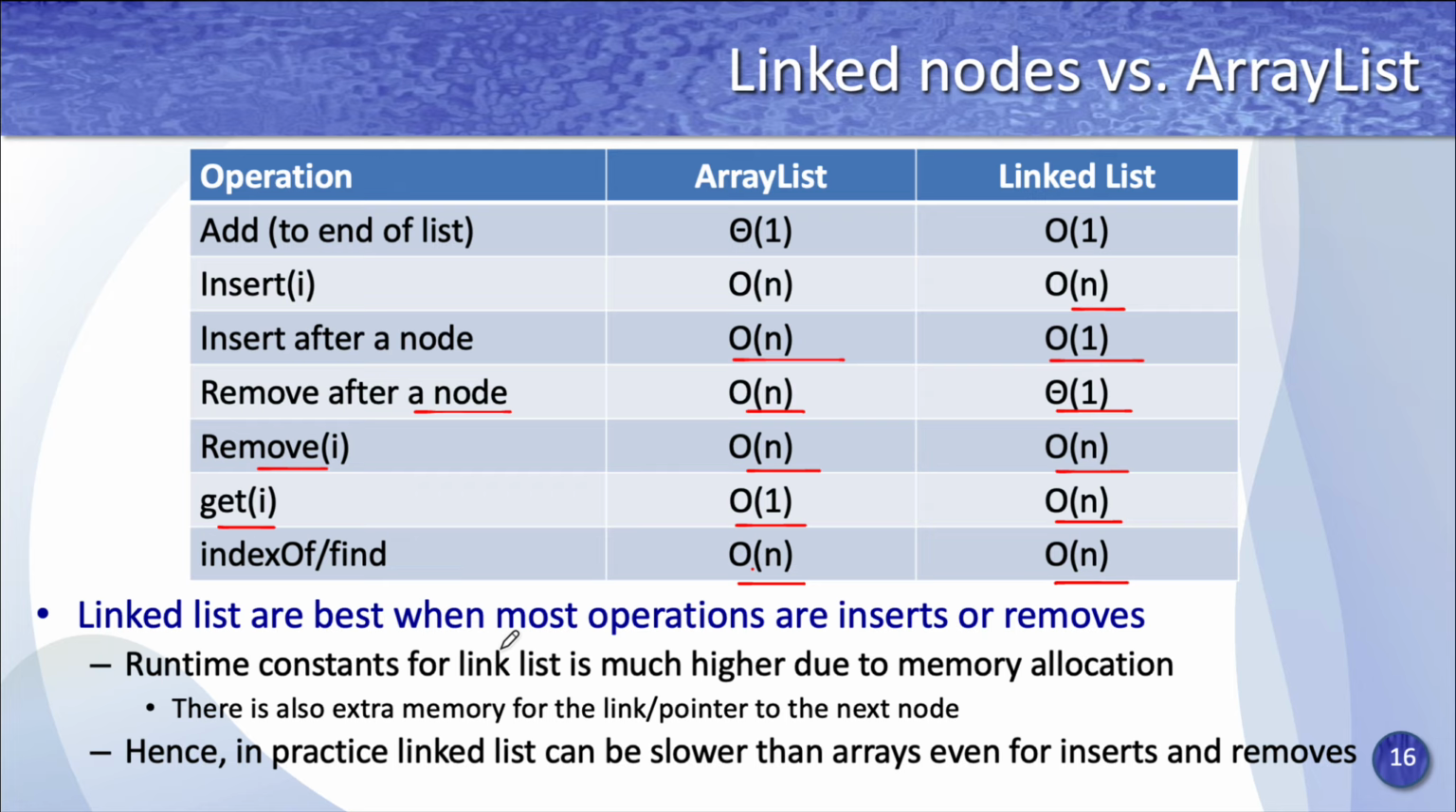Keep in mind, linked lists are best when most operations are inserts or removes. Runtime constants for a linked list are much higher due to memory allocation overheads. And there's also extra memory for the link or pointer to the next node, something to keep in mind. And of course, in the general case, adding to the end of the list will also be big O of n. So that's something to keep in mind: in the general case, it'll be big O of n here.